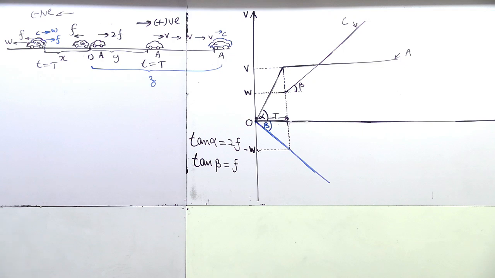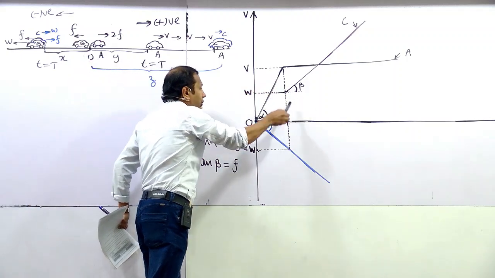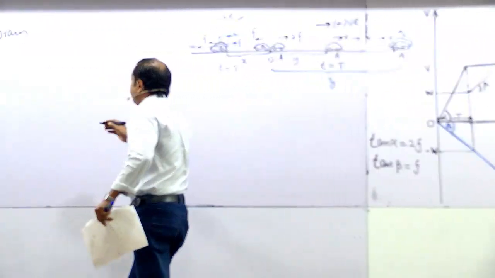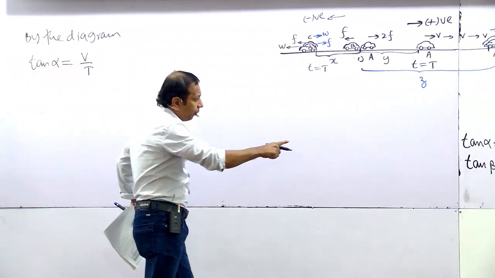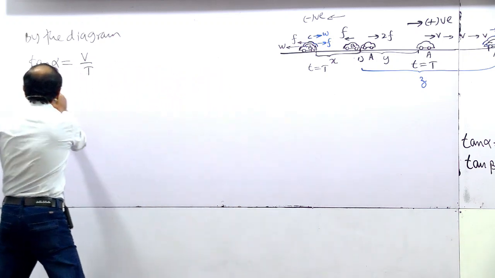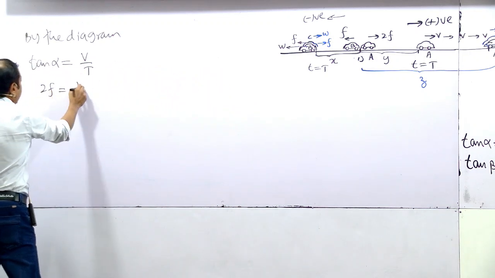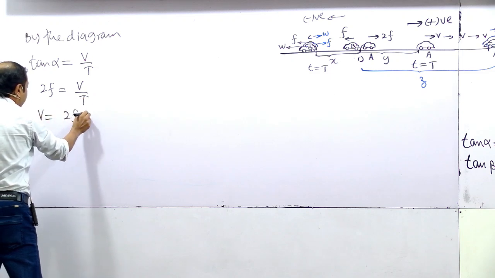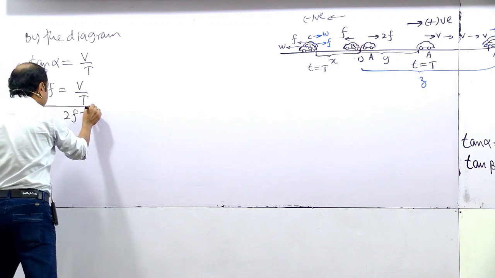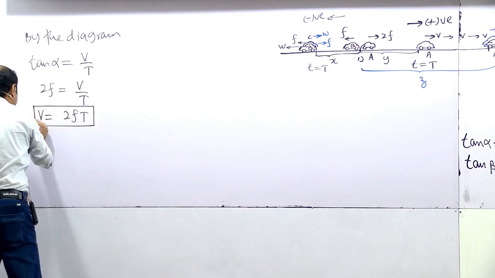By the diagram, tan alpha here is V over T. But tan alpha we know is 2f, so V over T. Then V equals 2fT. Right.